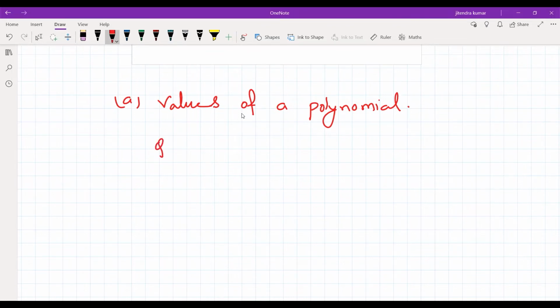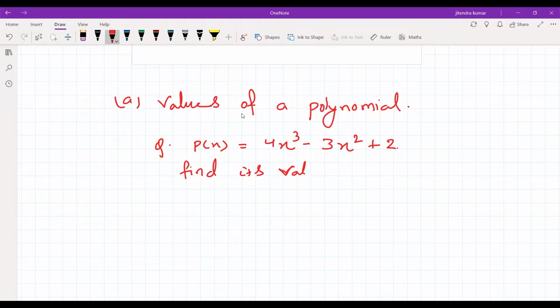So the question is that the polynomial is 4x cube minus 3x square plus 2. Find its value at x is equal to 1. So please find the value of this polynomial at x is equal to 1 and give me the answer. What will be the answer here?